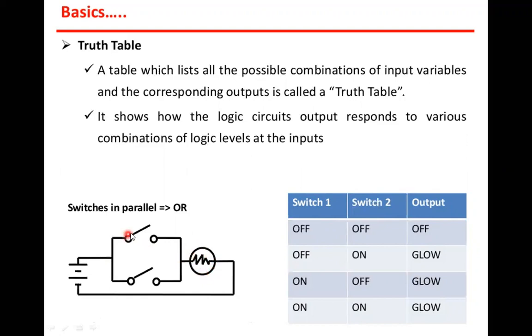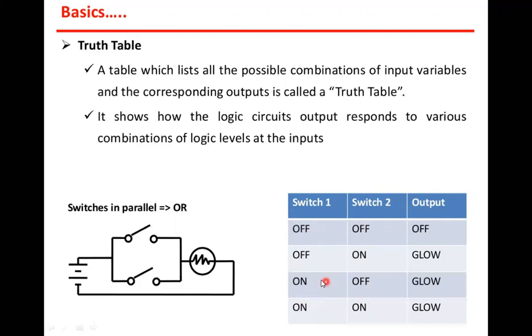For the first condition, how many possible combinations do we have? Of these two switches, one can be open and one closed, or the reverse, or both can be closed. So the possible combinations are 4. What are they? Switch 1 off, switch 2 off. Switch 1 off, switch 2 on. Switch 1 on, switch 2 off. And switch 1 and switch 2 both on.